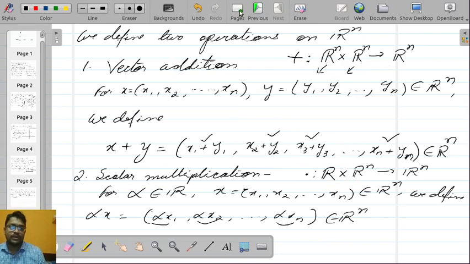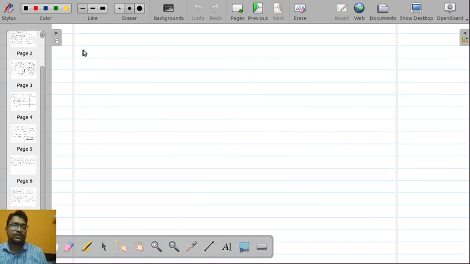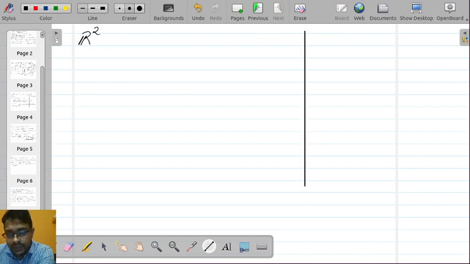So under these operations we will see that the set R to the power n satisfies some special properties. Geometrically, what does it mean in R? Since the name is vector addition, you might be thinking there is some relation with vectors, which we have done in higher secondary. Yes, of course there is a relation. In fact, it is motivated from there itself.